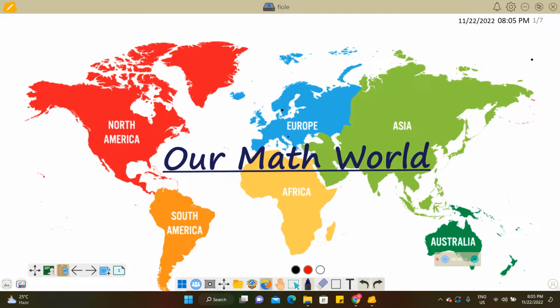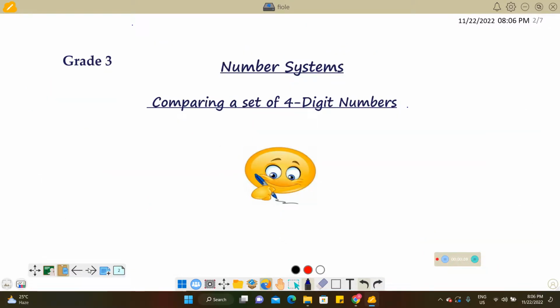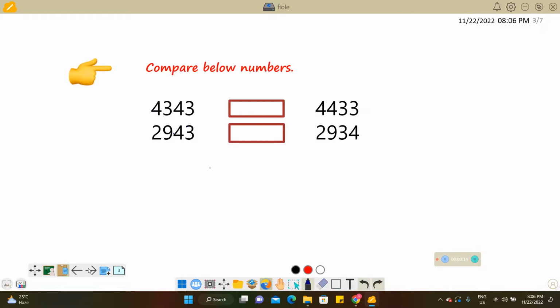Today we are going to learn the topic number systems and comparing a set of 4-digit numbers from number systems. So let's start the topic. Here we took two pairs of numbers to compare. So how to compare any two numbers? Always we have to start with the higher place towards the lower place. So let's start comparing these two numbers first.